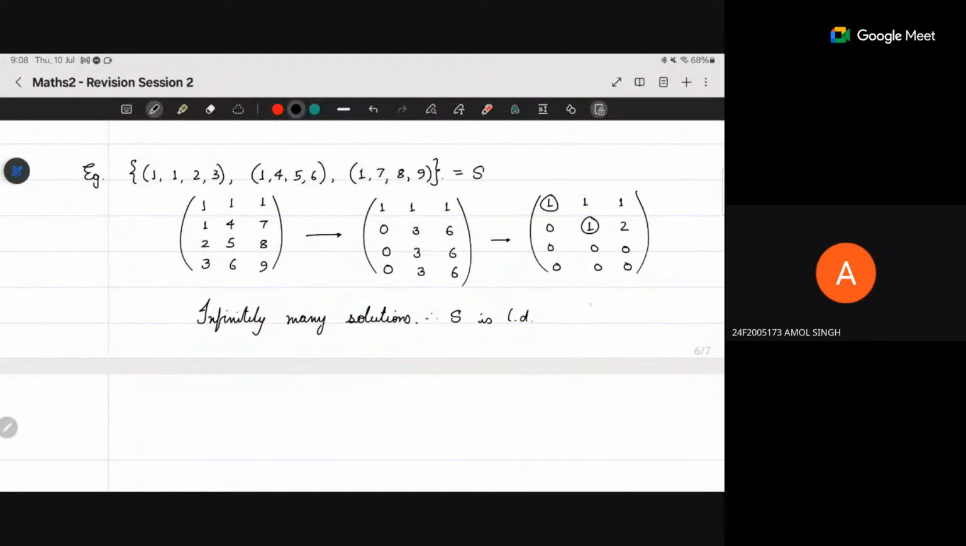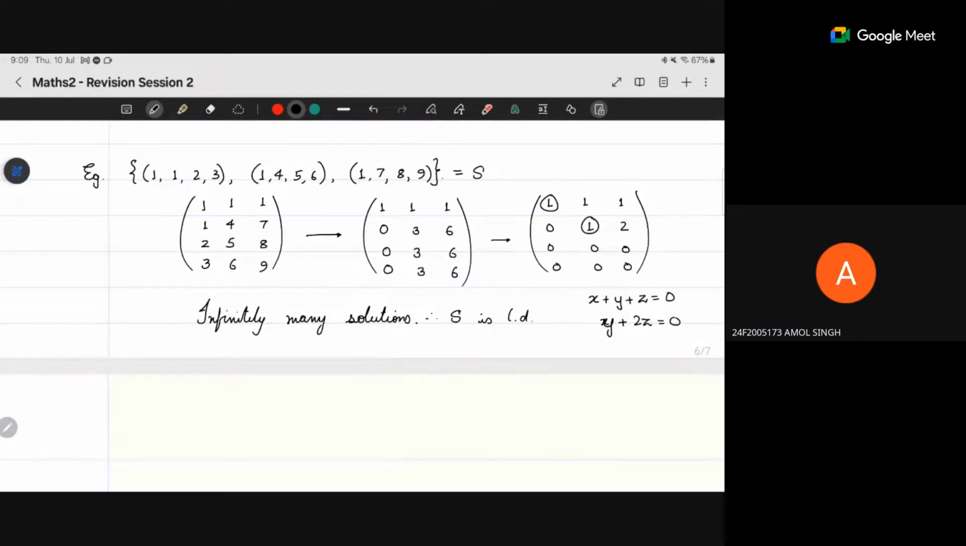So what are the solutions to this? It is x plus y plus z is equal to 0 and y plus 2z is 0. So this z could be anything, but then y will be equal to minus 2z and x will be equal to z. So the solutions of the system of equations are of the form (z, -2z, z), and there are infinitely many of them. So if there are no independent variables, then you will have a unique solution.